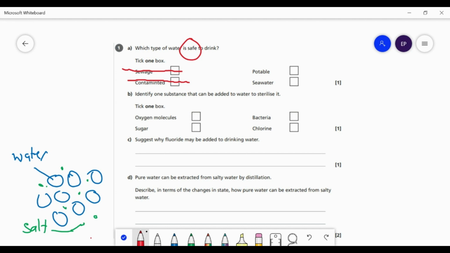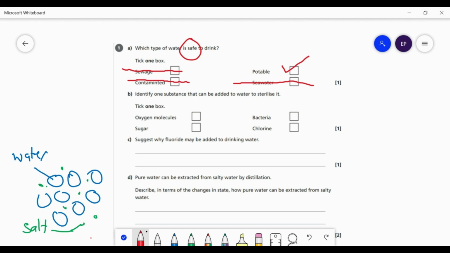Potable water is water that is safe to drink. It doesn't necessarily mean that there's no dissolved particles in there or even no bacteria, but it means that they're at low enough concentrations that they won't do us any harm. So potable water is water that is safe to drink. And if we just check with our final answer, seawater would be very dangerous to drink. The high levels of salt dissolved in it would be very dangerous to us and could kill us by harming our kidneys. So seawater, again, would not be safe to drink at all.